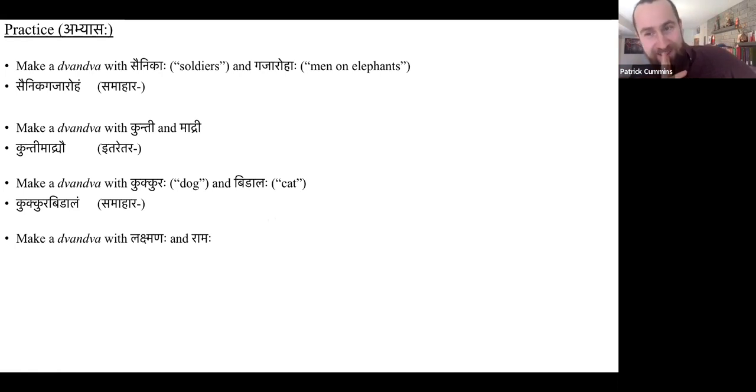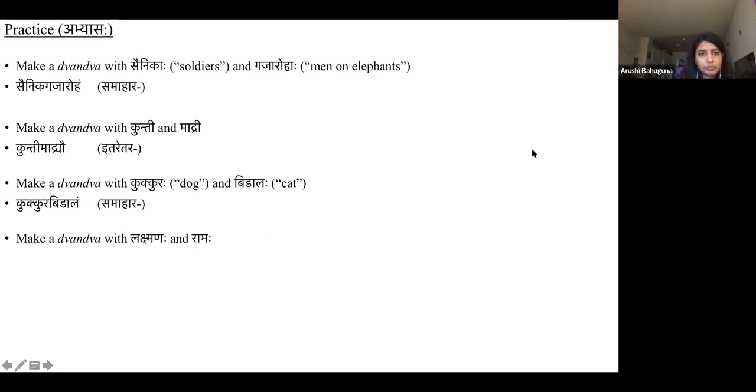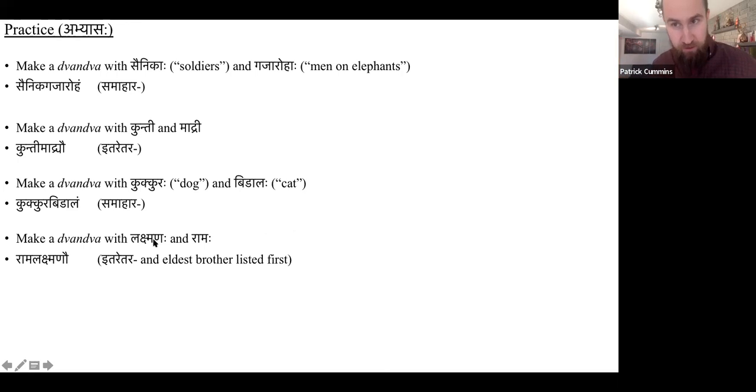And what type should it be? Oh, you're muted. Sorry. No. Rama Lakshmana. Exactly. And so it's an itaretara. Why did you not say Lakshmana Rama? You did it correctly. I just want everybody to get the point. Yeah, because Ram is the elder brother, so we'll start with Ram.